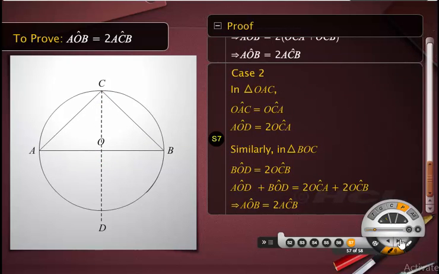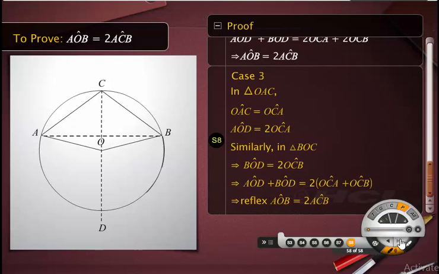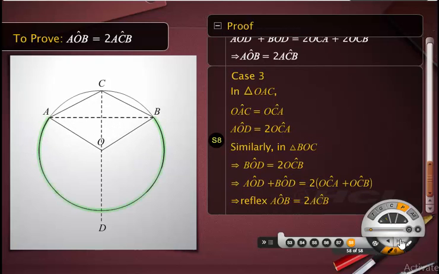Similarly, in the second case, where arc AB is a semicircle, we can follow the same steps to prove that angle AOB is twice angle ACB. Now, consider the third case, where arc AB is a major arc. The angle subtended at the center by arc AB is a reflex angle.